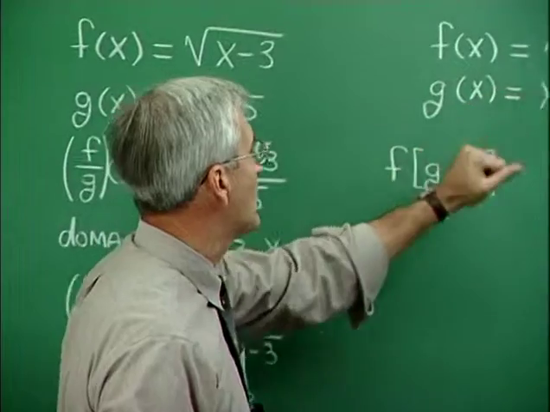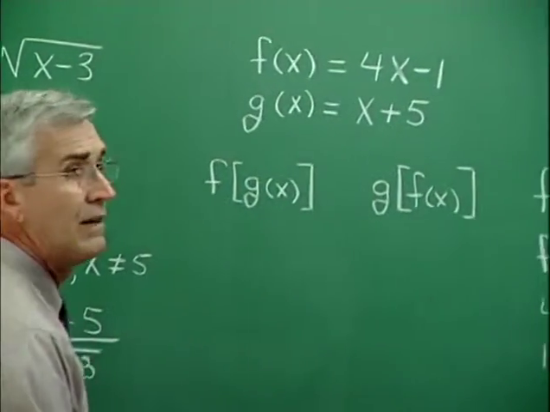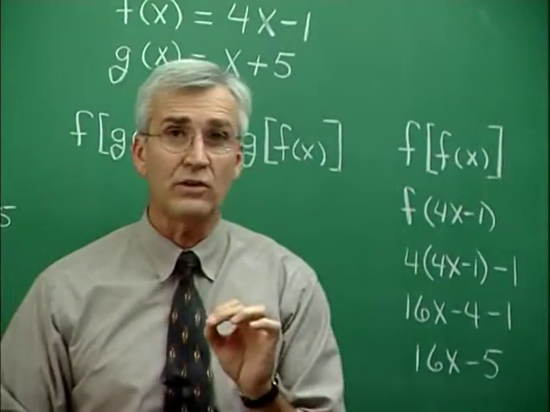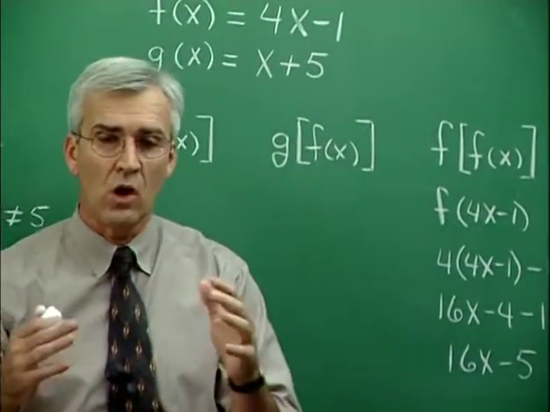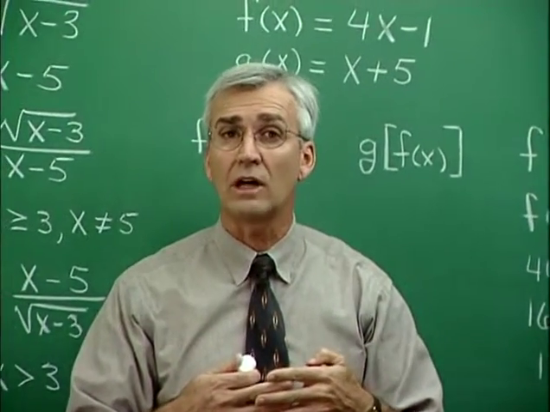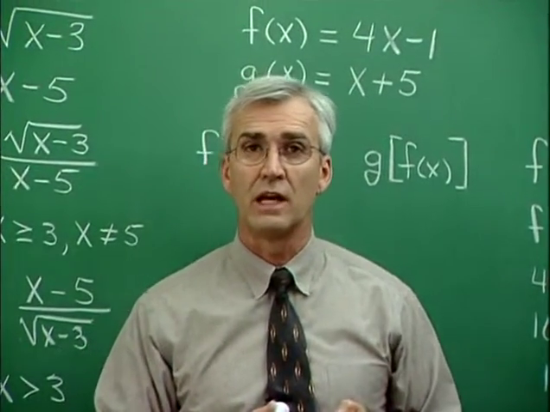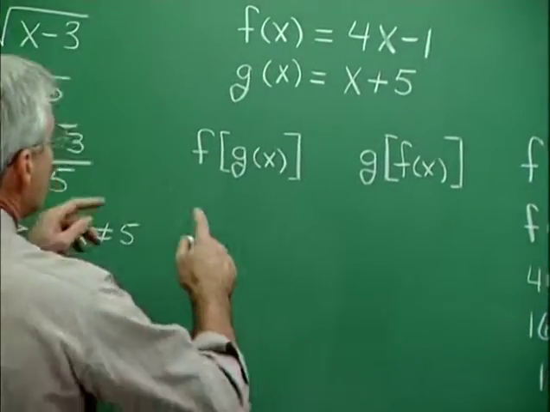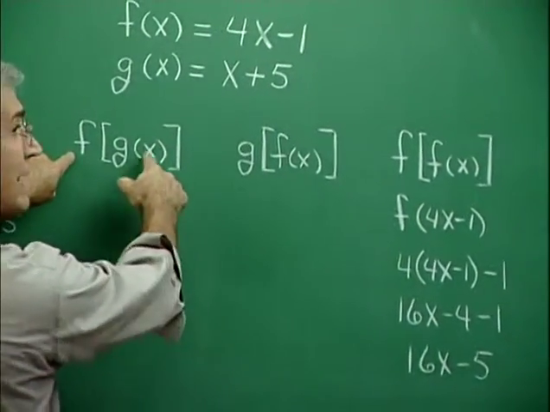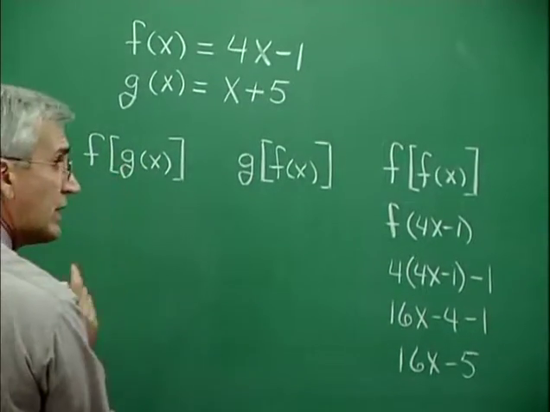Suppose f of x is 4x minus 1, g of x is x plus 5. Now, it turns out that we can actually perform a new operation, where we put one function into another. Now, this is called the composition of functions. And it works like this. The notation is f of g of x, if we're putting the g function into the f function.